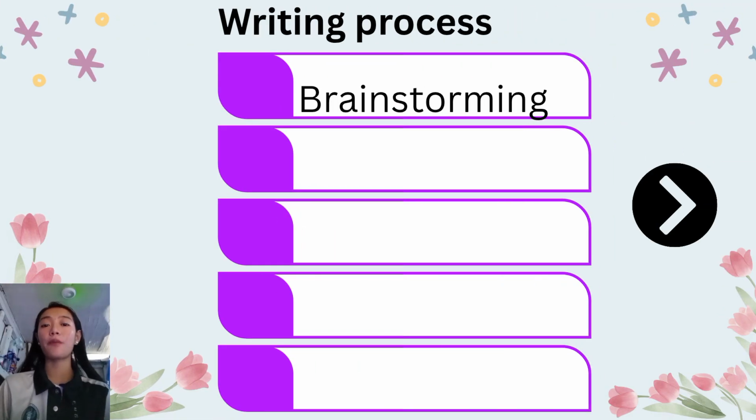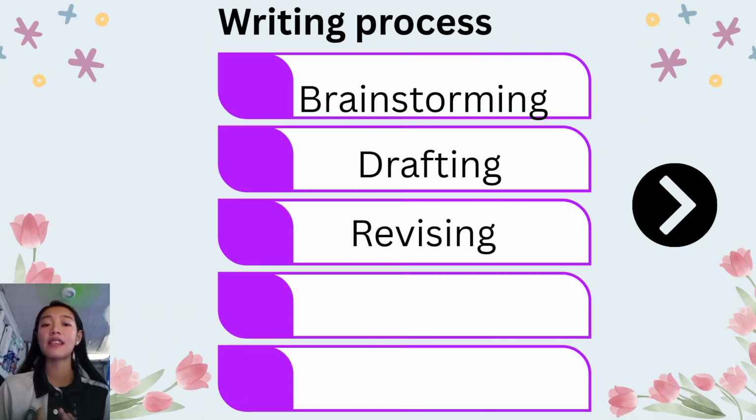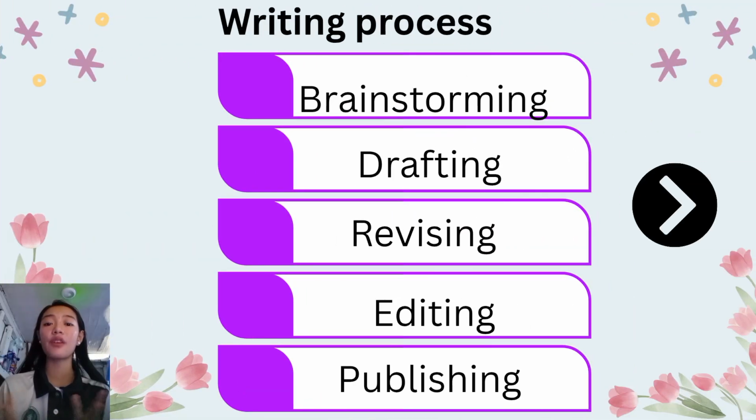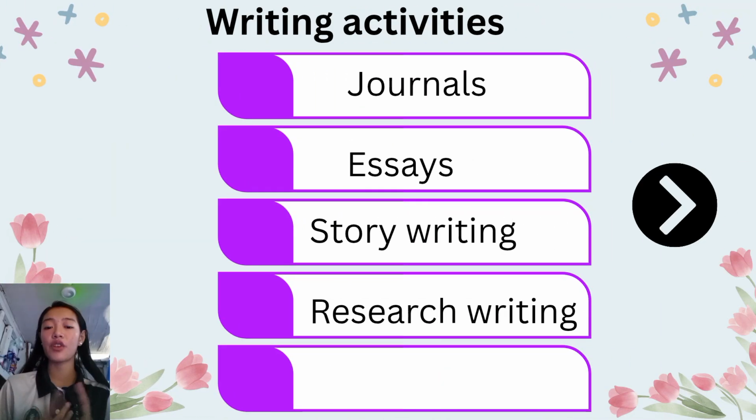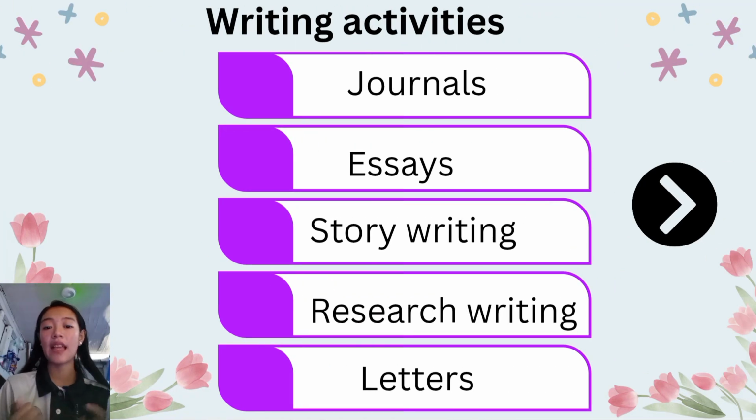Writing should follow a process. Students brainstorm, draft, revise, edit, and then finalize their work. Writing is developed step by step. So here are the common writing activities like journals, essays, story writing, research writing, and making letters. These tasks strengthen critical thinking.